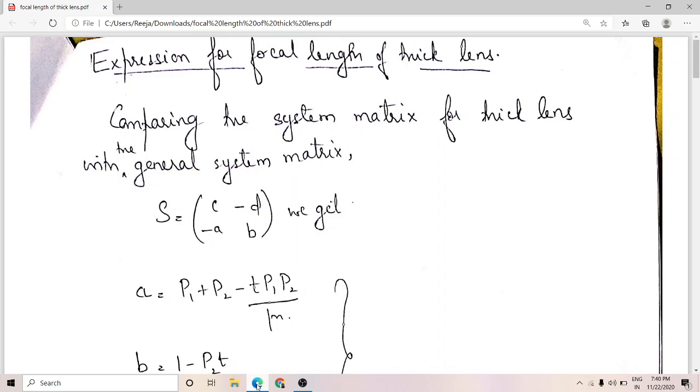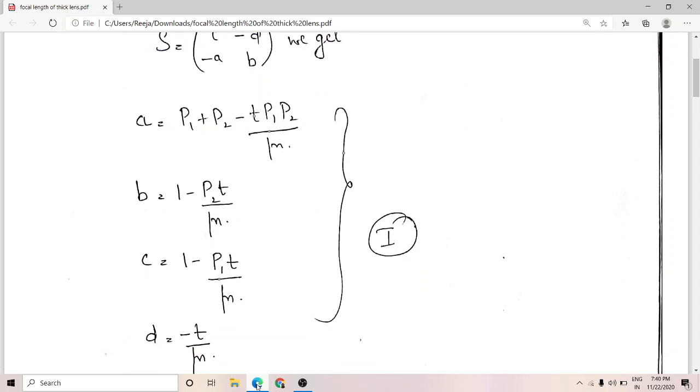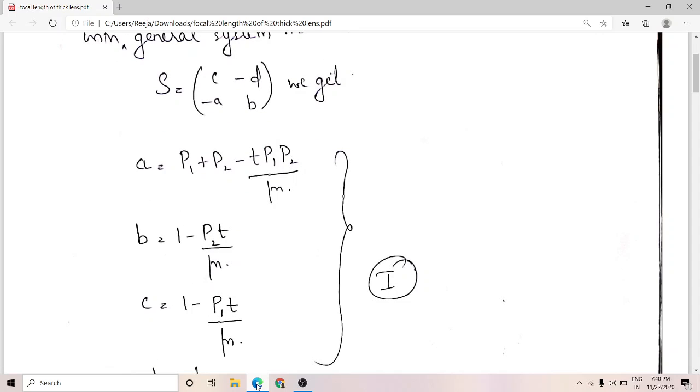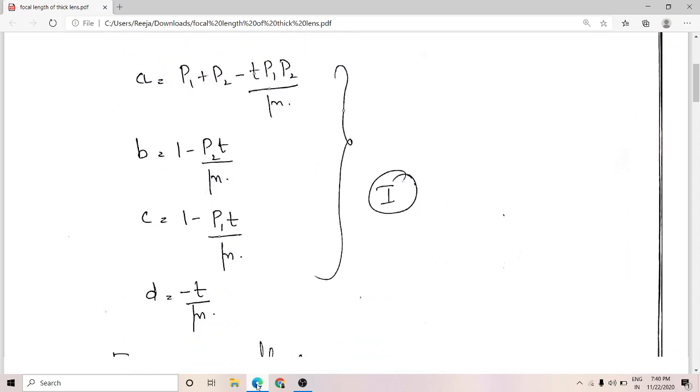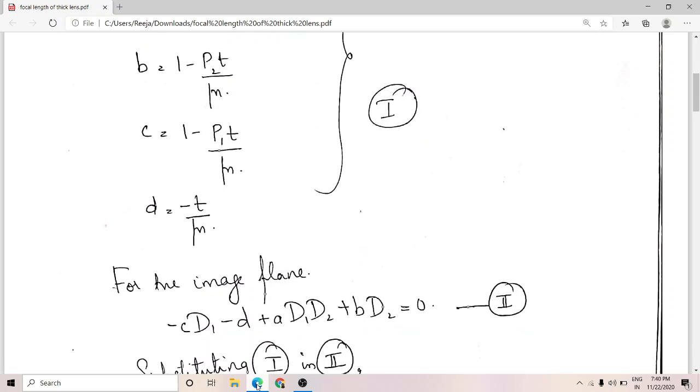Now we know that we got the system matrix of a thick lens just by replacing the capital D in the expression for the system matrix with T and replacing mu2 with mu. On that basis, by comparing that equation for the system matrix with the general system matrix equation, we get small a is equal to p1 plus p2 minus t p1 p2 by mu, b equal to 1 minus p2 t by mu, c is equal to 1 minus p1 t by mu, and small d is equal to minus t by mu.